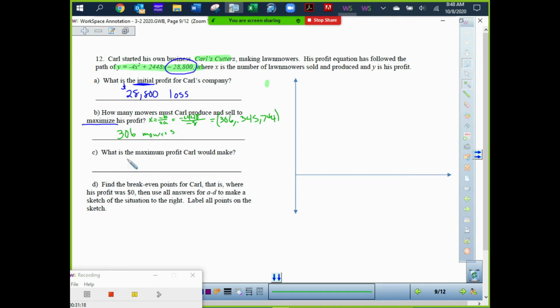And the maximum profit is $345,000 and the 744. I just kind of say it out loud. What I do want to talk about, though, before we talk about breaking even, is why the heck this makes a parabola in the case.